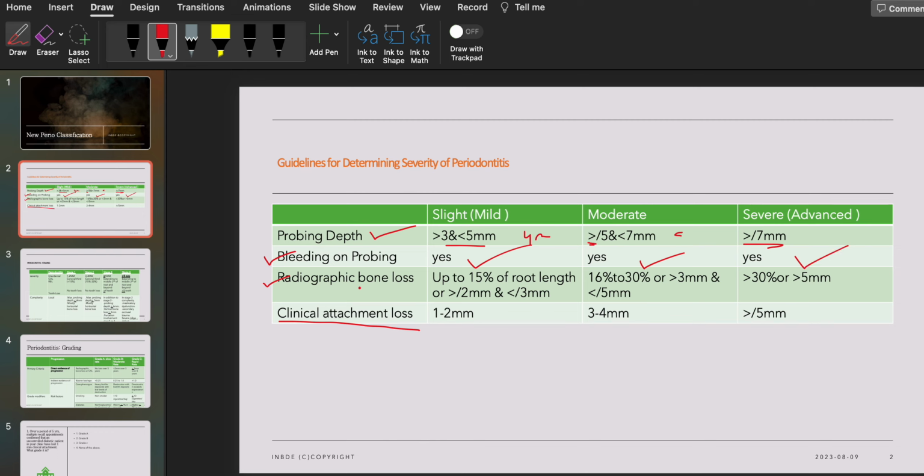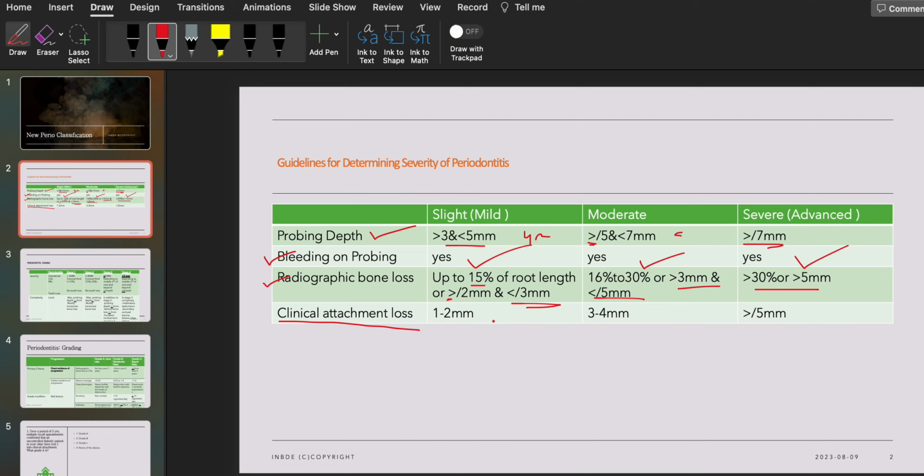And the radiographic bone loss, when you take an x-ray, there is going to be radiographic bone loss in periodontitis. For mild, it is going to be up to 15% of the root length, or you can say greater than or equal to 2 millimeter and less than or equal to 3 millimeter. For the moderate one, it is going to be 16 to 30%, or more than 3 millimeter and less than or equal to 5 millimeter. For the advanced one, it is going to be more than 30% or more than 5 millimeter.